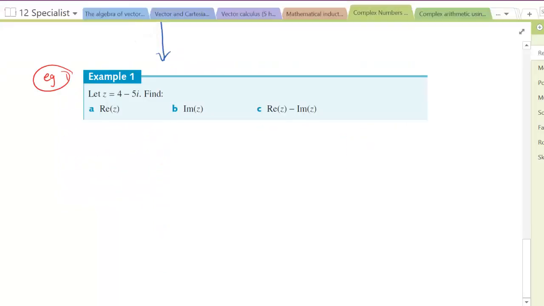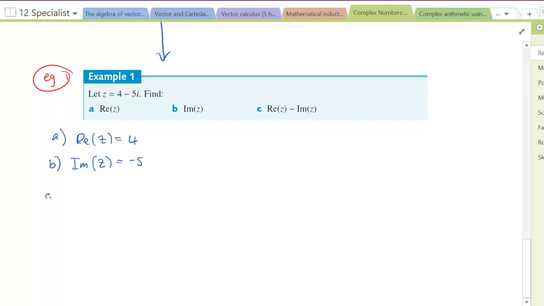Okay, so all these examples are straight from the textbook. We've got the complex number z is equal to 4 - 5i, and we're trying to find the real component of z. So the real component of z means we're just looking at the real part of this 4 - 5i. Now obviously in this case it's just 4. When we look at the imaginary part of z, we're looking at this negative 5. So negative 5 is the imaginary part of z.